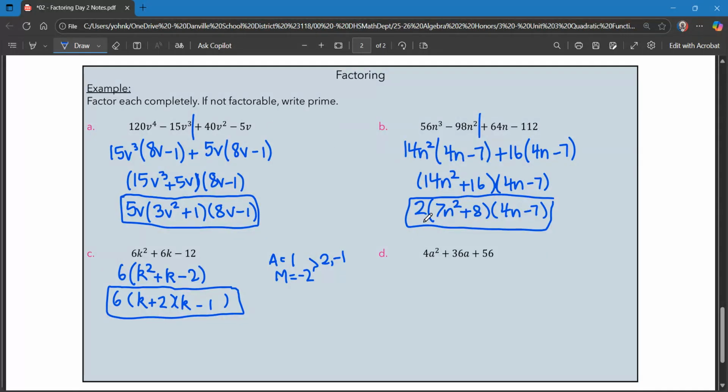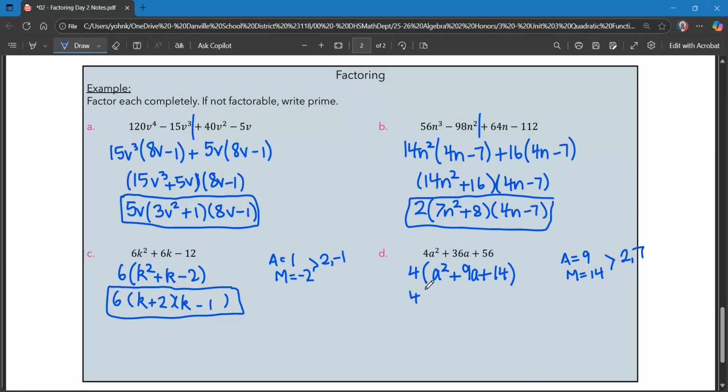All right, letter D, 4a squared plus 36a plus 56. I see everything divisible by 4. So that's going to leave me with a squared plus 9a plus 14. I see a trinomial inside with a 1 in front. That's good. So I'm going to try to find 2 numbers that add to give me 9 and multiply to give me 14. Both of them are positive, which is really nice. So let's see, 2 and 7.